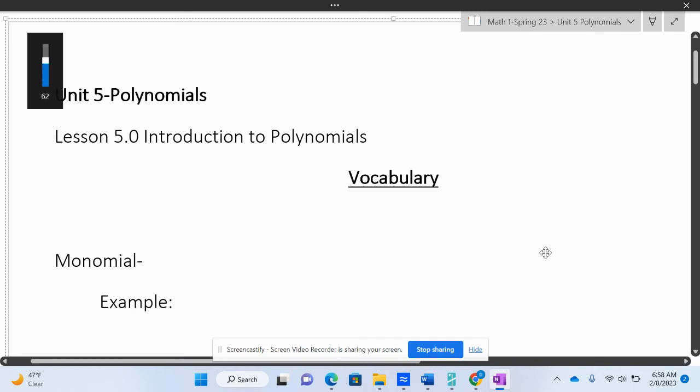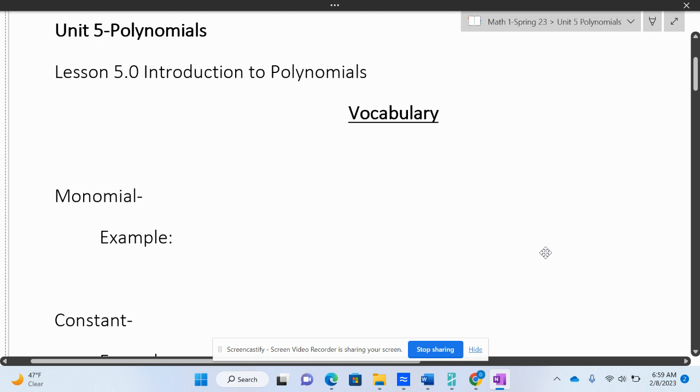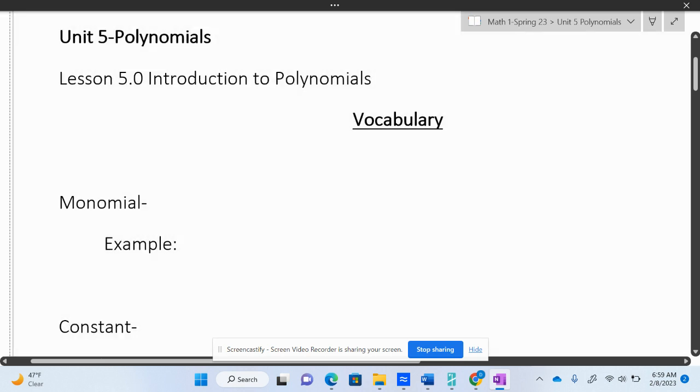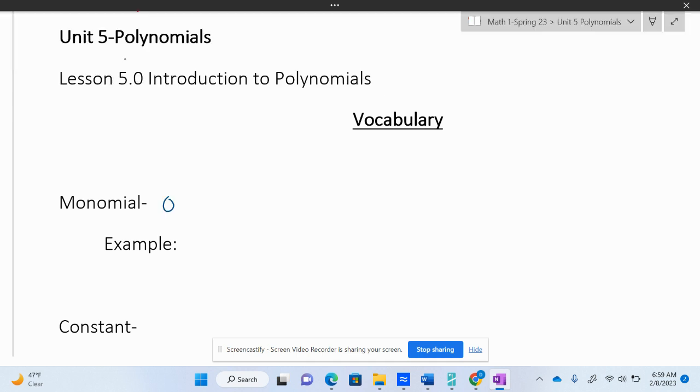All right, so today's lesson is on polynomials. This is just an introduction, so this is basically the start of Unit 5. So we're just going to define some terms. Our first term that we are going to define is a monomial. So a monomial is just one term. Mono means one. So when you have a monomial, you have one term.